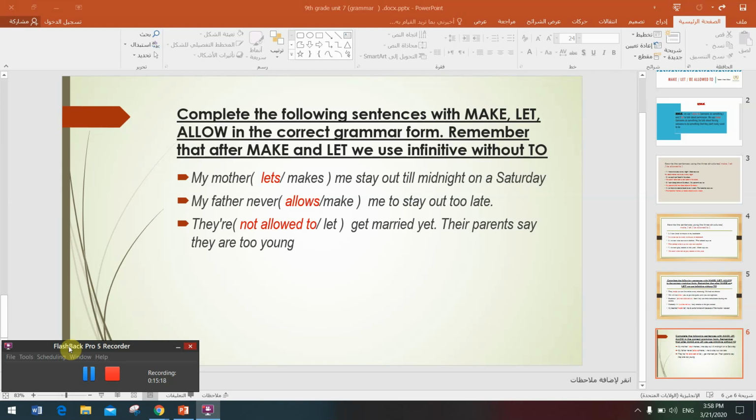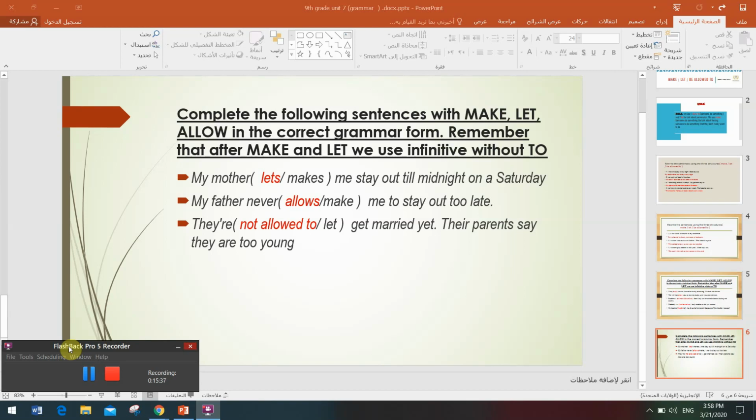So they are not allowed to because they didn't have the possibility, they didn't have the permission to do something. They are not allowed to get married yet, their parents say they are too young. So the best choice is not allowed to.